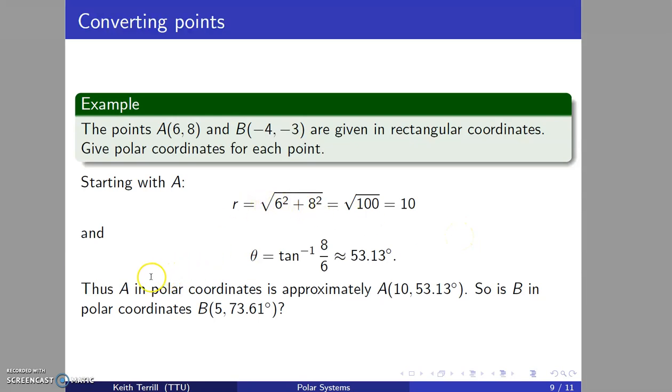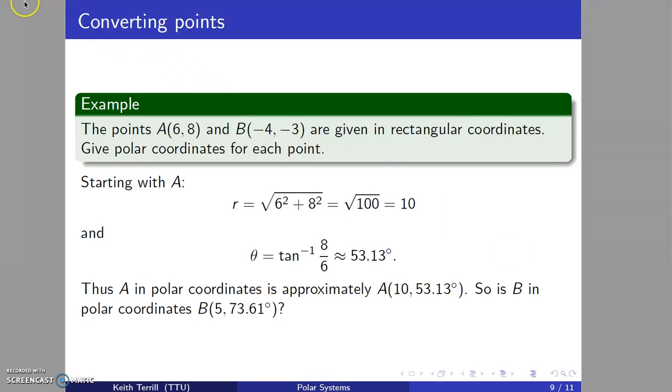So here's the question. Is B going to be calculated doing the exact same thing? The square root of negative 4 squared plus negative 3 squared is the square root of 16 plus 9, square root of 25. So r is 5, and the arctangent of negative 3 over negative 4 is 73.61 degrees. Is that going to be what B is?